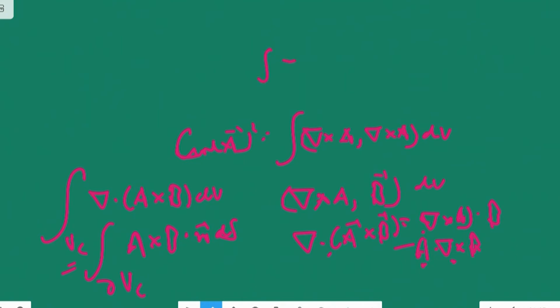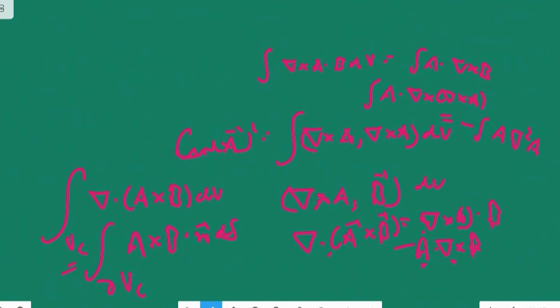So integral of del cross A dot B dV will be the same as integral A dot del cross B, which is nothing but integral A dot del cross A. But divergence of A is 0 because we have chosen the Coulomb gauge. So this will be minus integral A del square A. And del square A satisfies the Helmholtz equation.